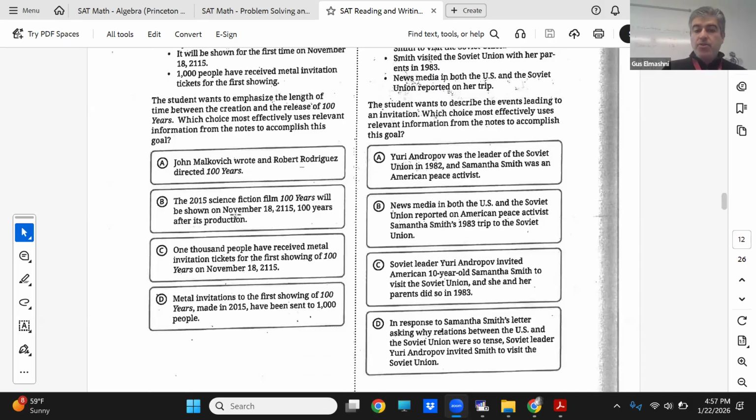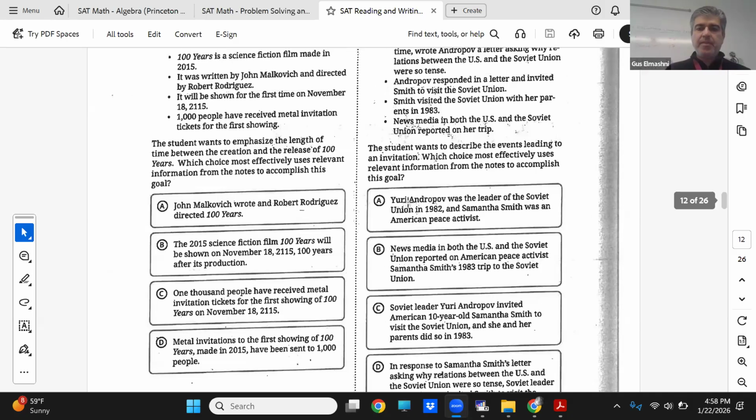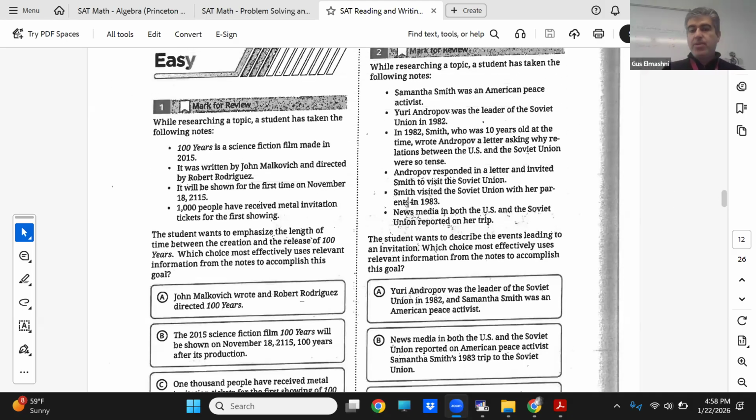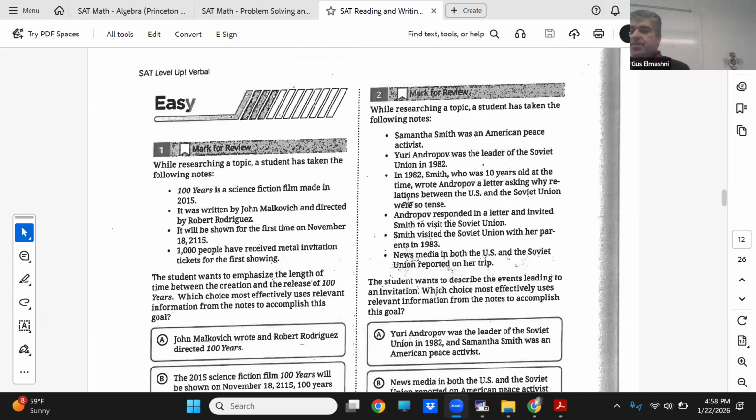I think B shows me the time that has passed because it was created in 2015 and it's going to be released 100 years later. C doesn't really talk about when it was created. A doesn't tell me when it was created. D told me when it was created, but doesn't tell me when they're going to show it. It's got to be B because B tells me when it was created and when it'll be showing. So we have to look for relevance here. That's why it's called rhetorical synthesis. We're looking for relevance.